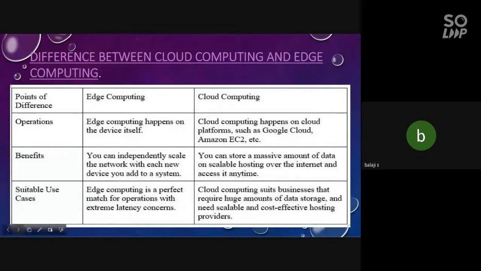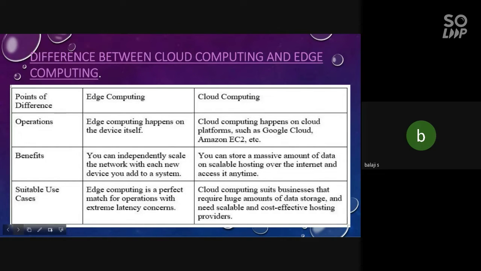Next, the difference between cloud computing and edge computing. Edge computing happens on a device itself. Cloud computing happens on platforms such as Google, Amazon, etc. You can independently scale the network with each new device you add to a system.